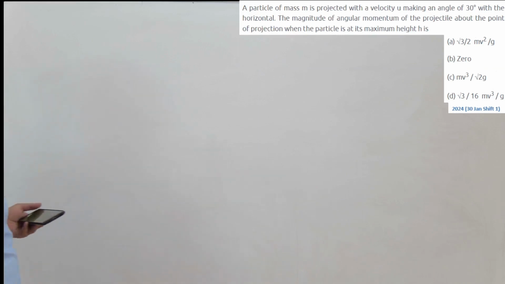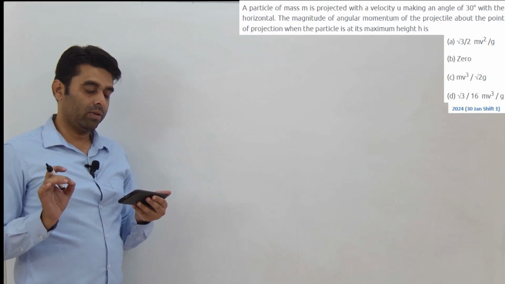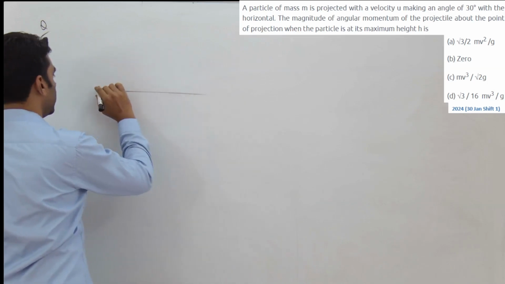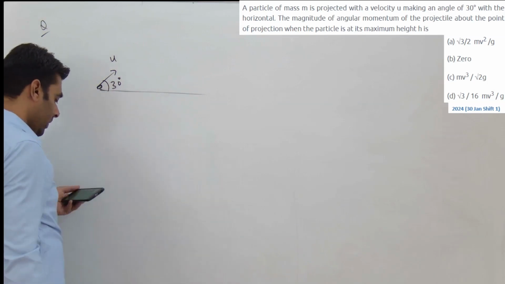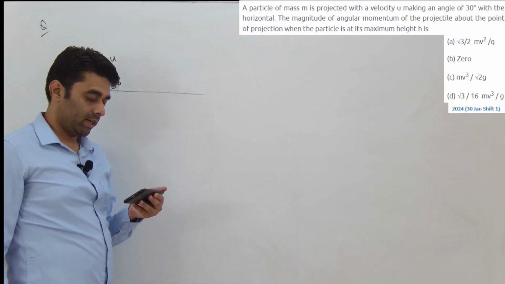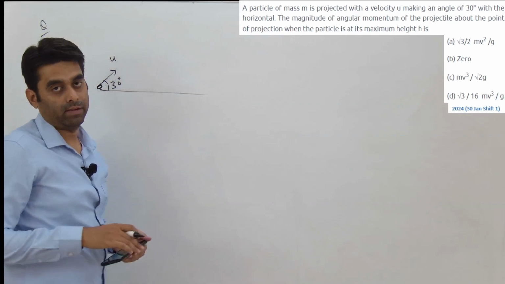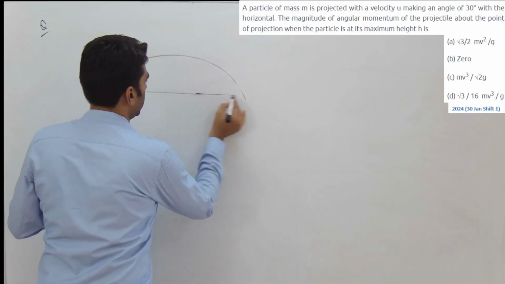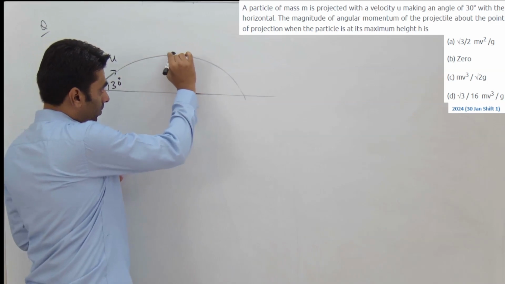Okay. So the question we have is, a particle of mass m is projected with a velocity u making an angle of 30 degree with the horizontal. Projectile. The magnitude of angular momentum of the projectile about the point of projection, when the particle is at maximum height h, is. Basically we have to find out angular momentum. This will be the path of the particle, right? They are asking us angular momentum when the particle is at this topmost point.